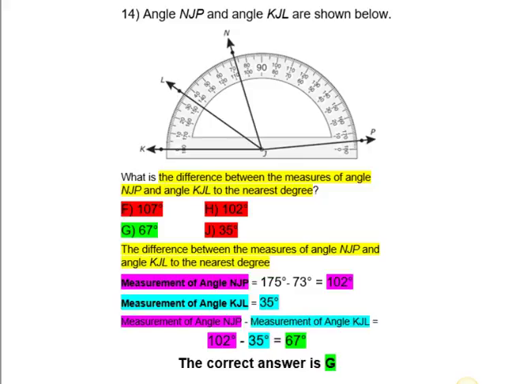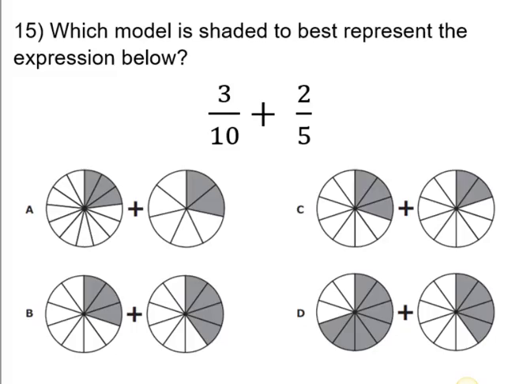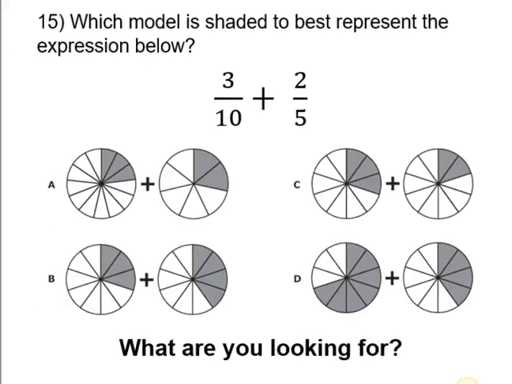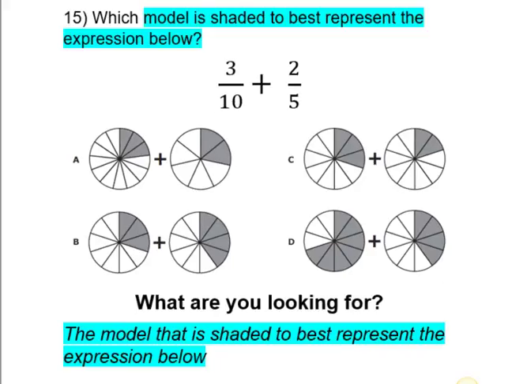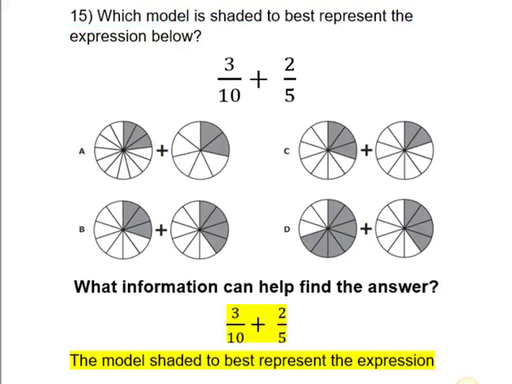Let's move to question number 15. Which model is shaded to best represent the expression below? 3/10 plus 2/5. Okay, and we have our models A, B, C, and D. What are we looking for? We're looking for the model that is shaded to best represent the expression 3/10 plus 2/5. What information can help us find the answer? That we are looking for the graph that represents 3/10 plus 2/5.